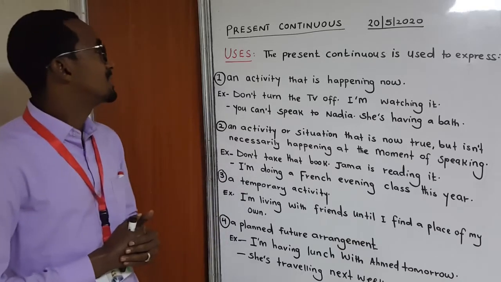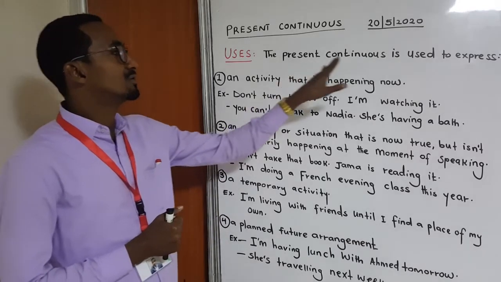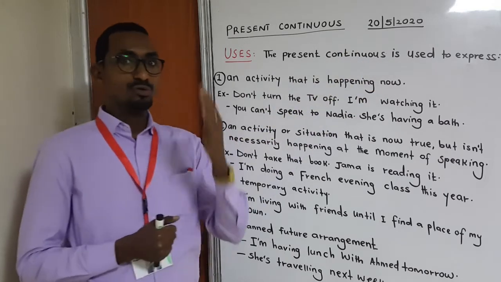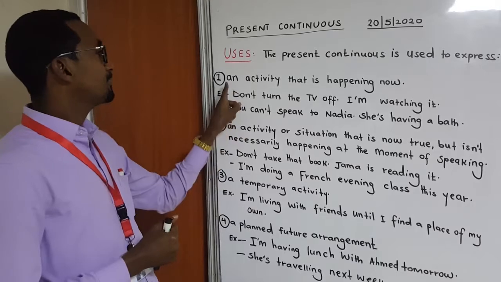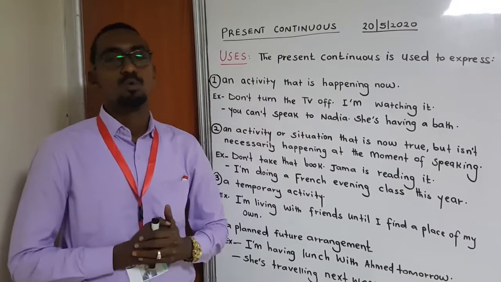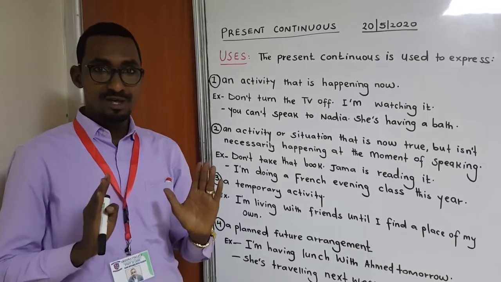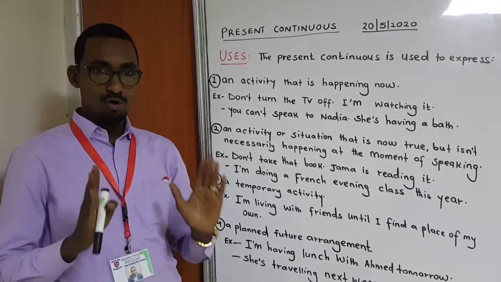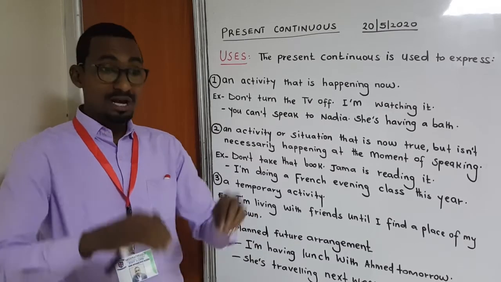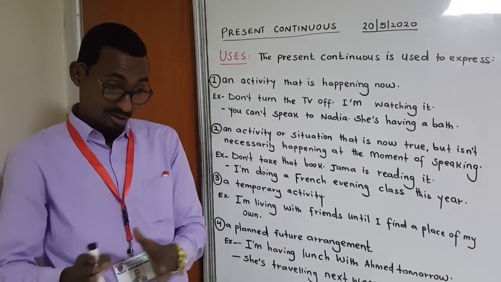Now let us see the uses. The present continuous is used to express, number 1, an activity that is happening now.